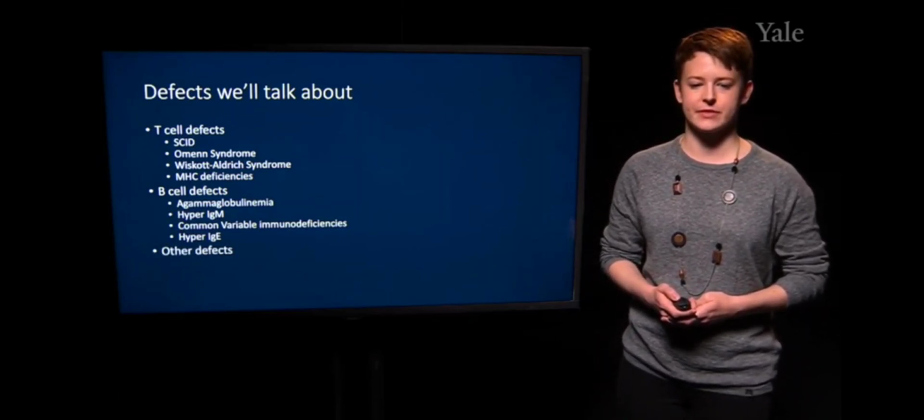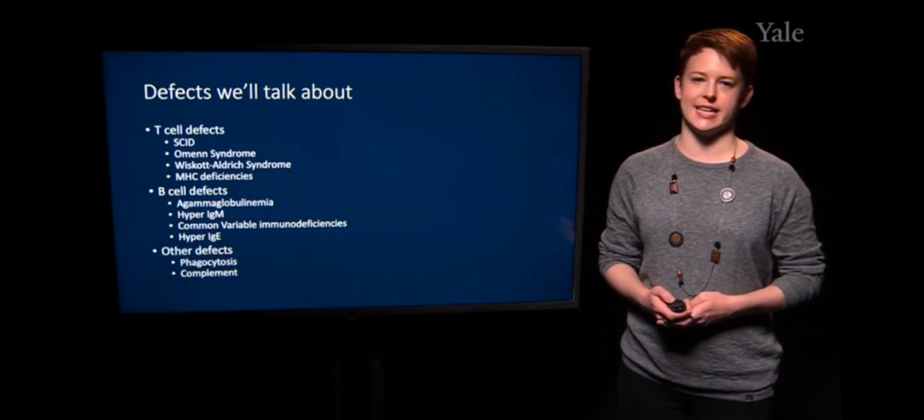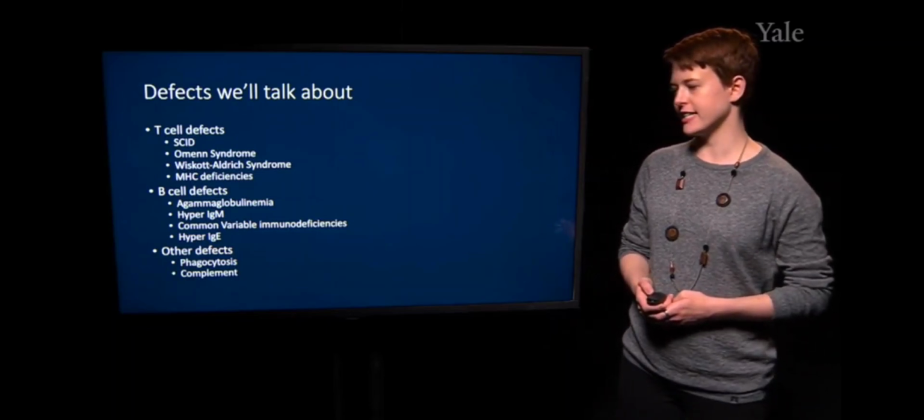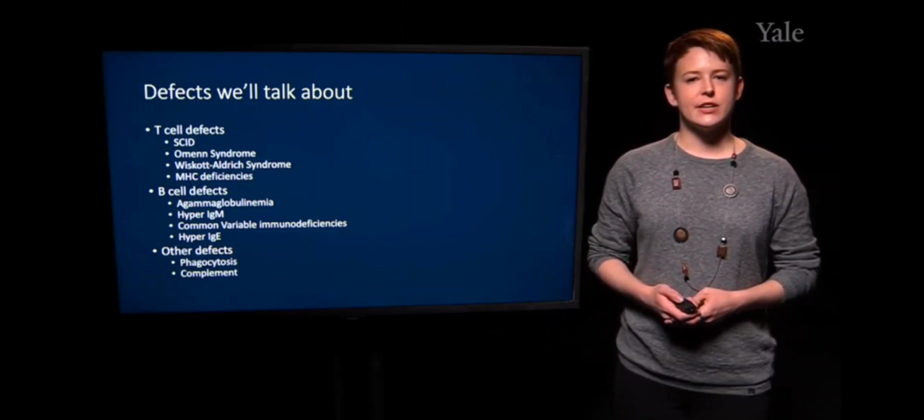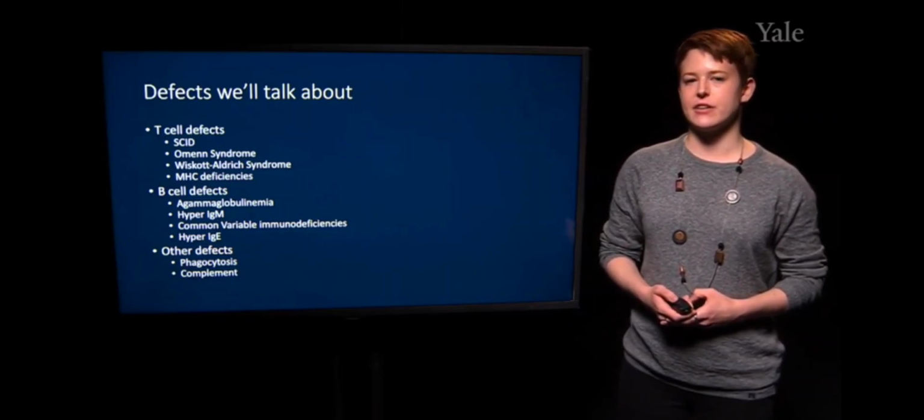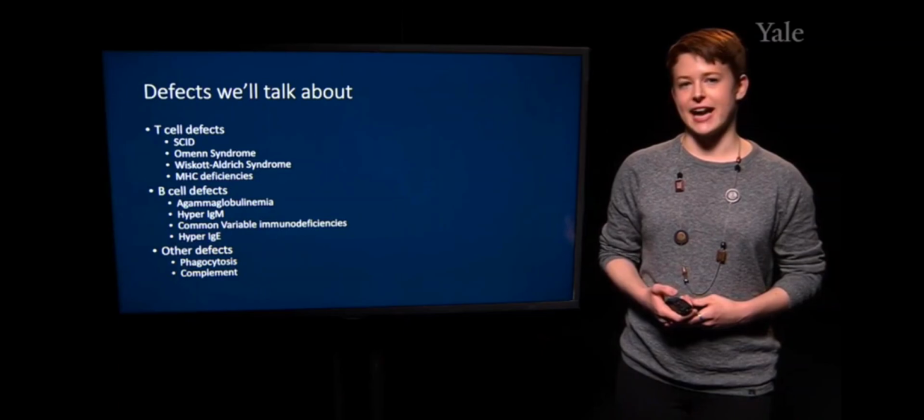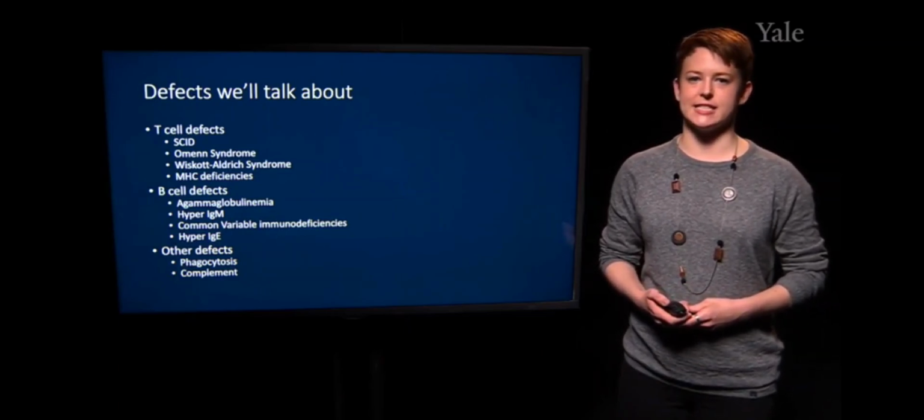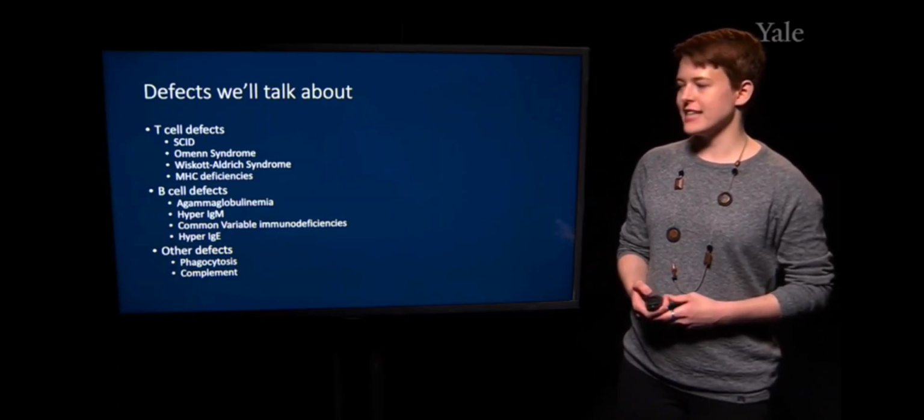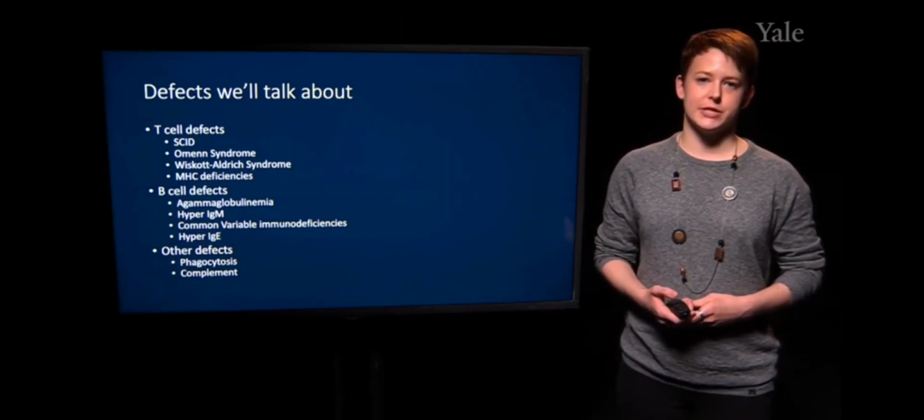So, although the defects are organized this way in the book, this is not necessarily the most accurate way to describe these diseases. And that's because, as you'll see, the different portions of the immune system, such as B cells, will actually interact with and affect other portions of the immune system, like T cells.